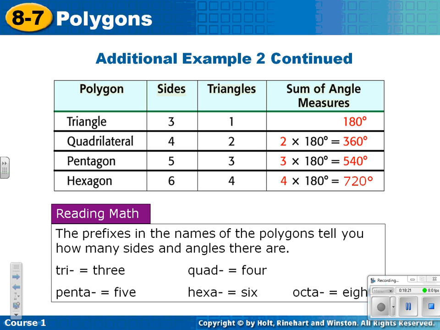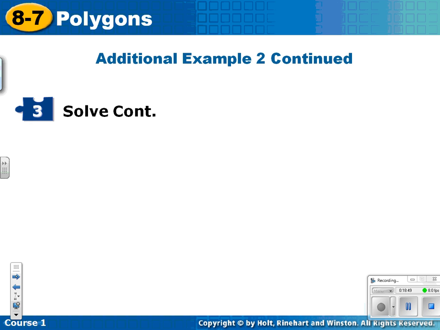How many triangles can you break into for a 10-sided polygon? 8. What about a 17-sided polygon? How many triangles could you break it into? 15. Okay, so our question is a 9-sided polygon. How many triangles do you think you can break it into? 7.